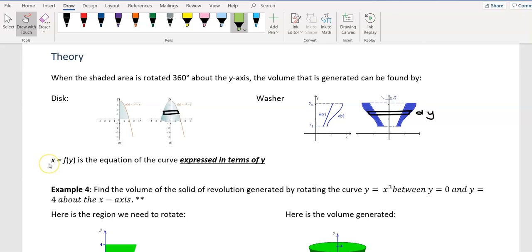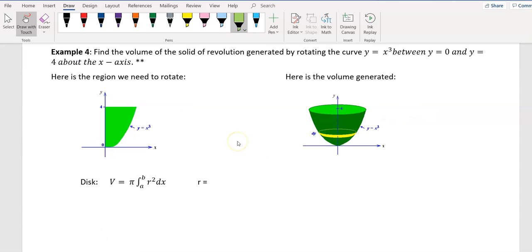So the process is, again, very similar, just now we're doing things in terms of y instead of in terms of x like we did in our prior two examples. So let's get started. Example 4 says, find the volume of the solid of revolution generated by rotating the curve y equals x cubed between y equals 0 and y equals 4 around the, and please change this to y axis. I should have changed that in the notes prior, and I failed to do so. So let's just change that to the y-axis, because that was the intention for this question.